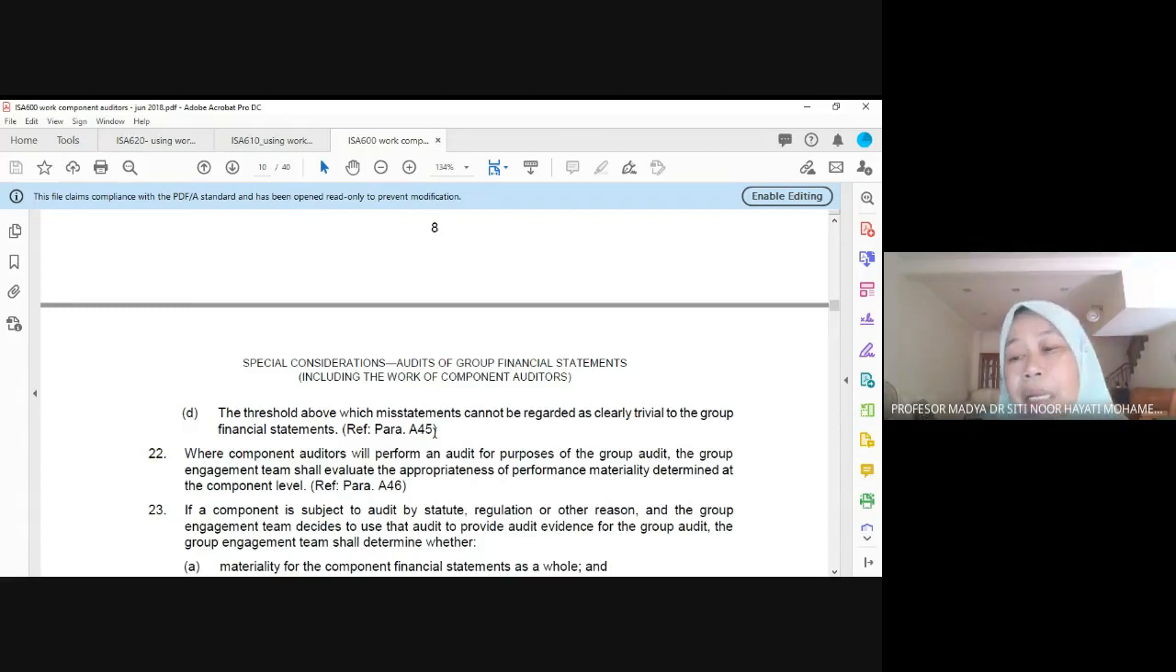So that's all I would like to say about using the work of the component auditor. The rest would be discussed when we go to the group audit, because this one relates to the group audit. So when I mention the group audit, I may relate back to the component auditor, but very little, because that one would be more in relation to performing the group audit.